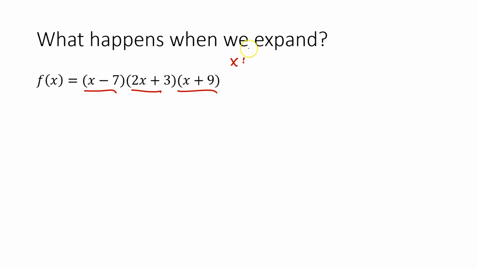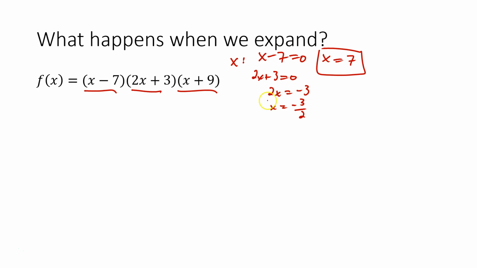So for the x-intercepts, I can solve three equations. x minus 7 equals 0. That one's pretty easy: x equals 7. 2x plus 3 equals 0 is a little bit trickier. Subtract 3 from both sides, so I have 2x equals negative 3, and then divide by 2. I'd have x equals negative 3 halves. So that's my second x-intercept. Then the last one, if x plus 9 is equal to 0, then x would have to be negative 9. Okay, so we have our three x-intercepts.